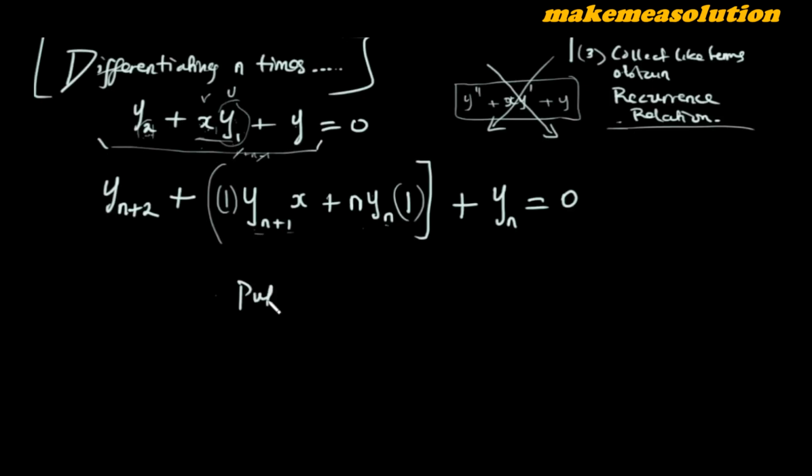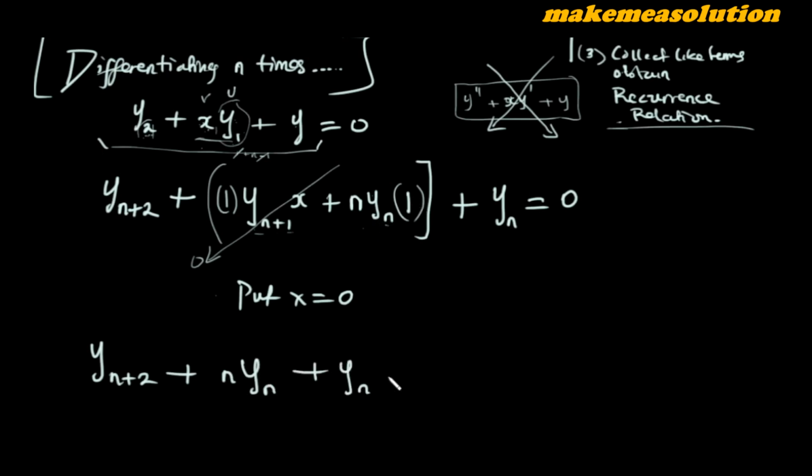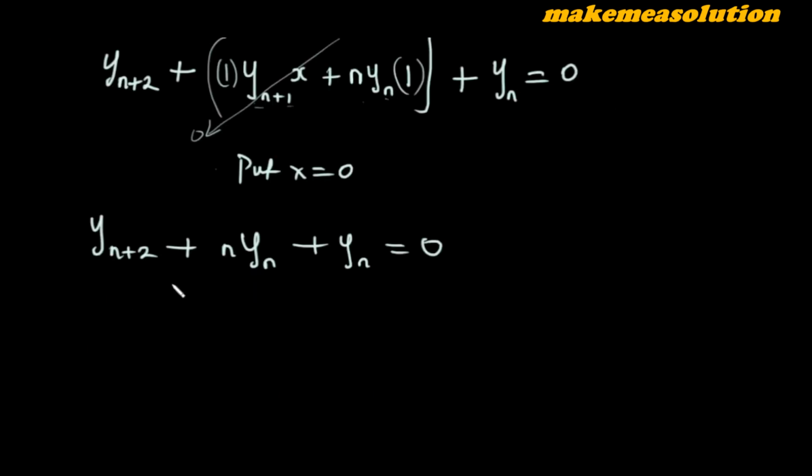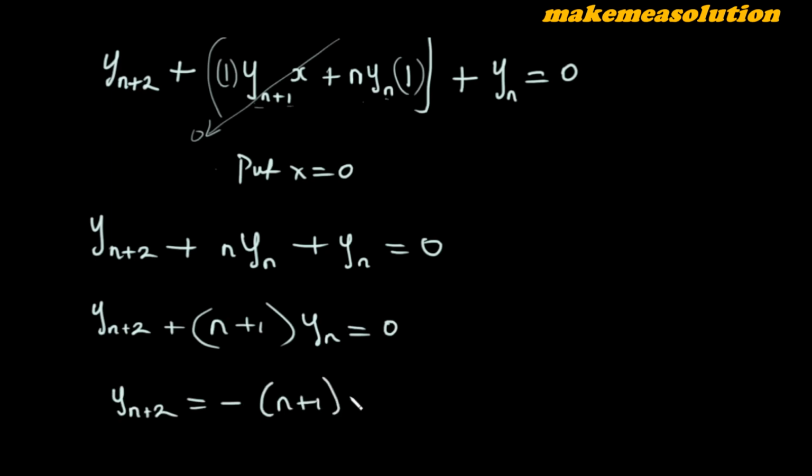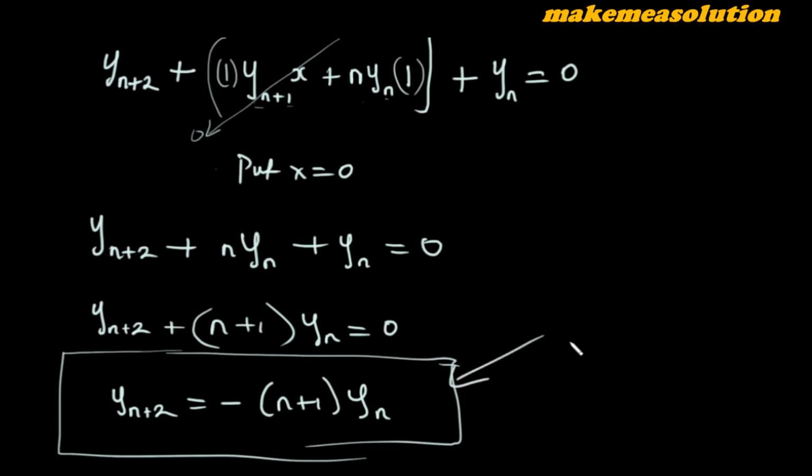So when you put x equal to 0, this term will cancel out. This term will cancel out. You'll be left with y_{n+2}, then plus n y_n, n y_n times 1 is n y_n, then plus y_n equal to 0. Are we together? So if we collect the like terms, we have y_{n+2} plus (n+1) all in y_n equal to 0. This translates to y_{n+2} equals minus (n+1) y_n, and this is called the recurrence relation in step 3.